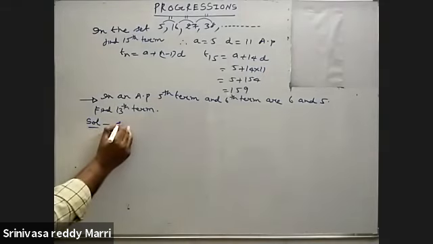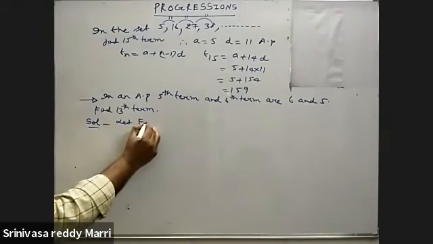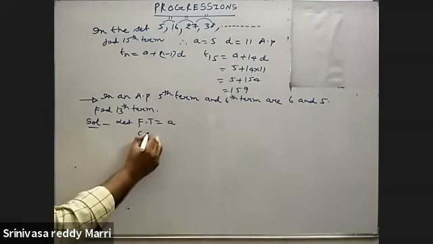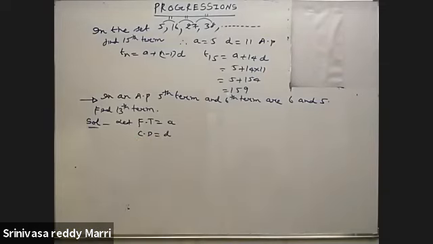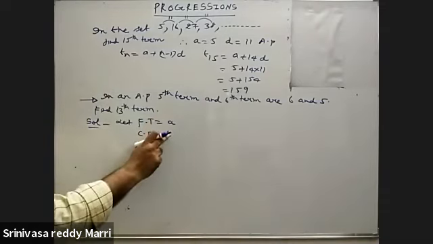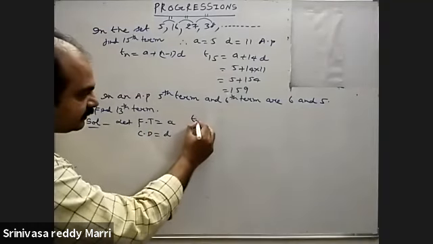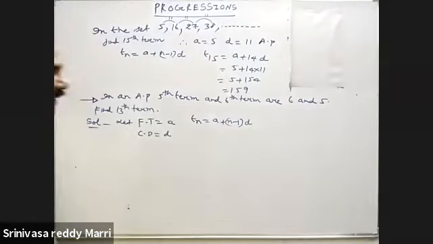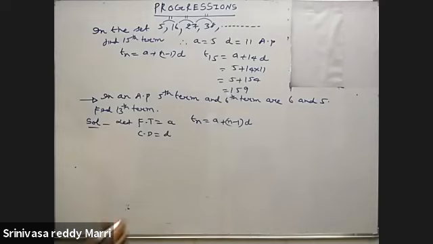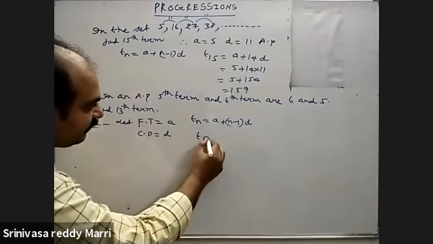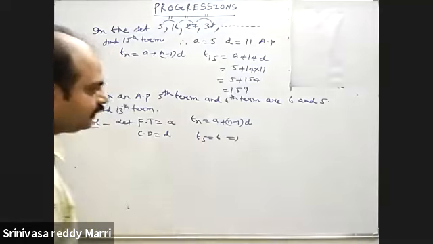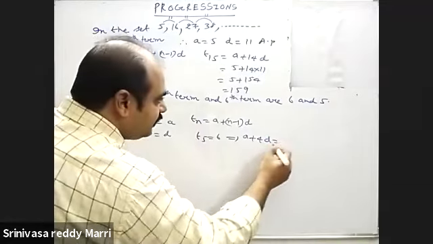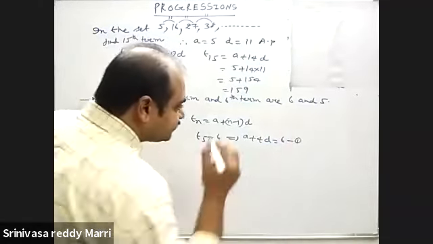So for this AP, you have to assume that the first term equals a and the common difference equals d. These both are necessary. In this AP, let us say the first term is a and the common difference is d. Then the nth term is a plus (n minus 1) into d. So given that T5 equal to 6, substitute n equal to 5: a plus 4d equal to 6. Let us say first equation.